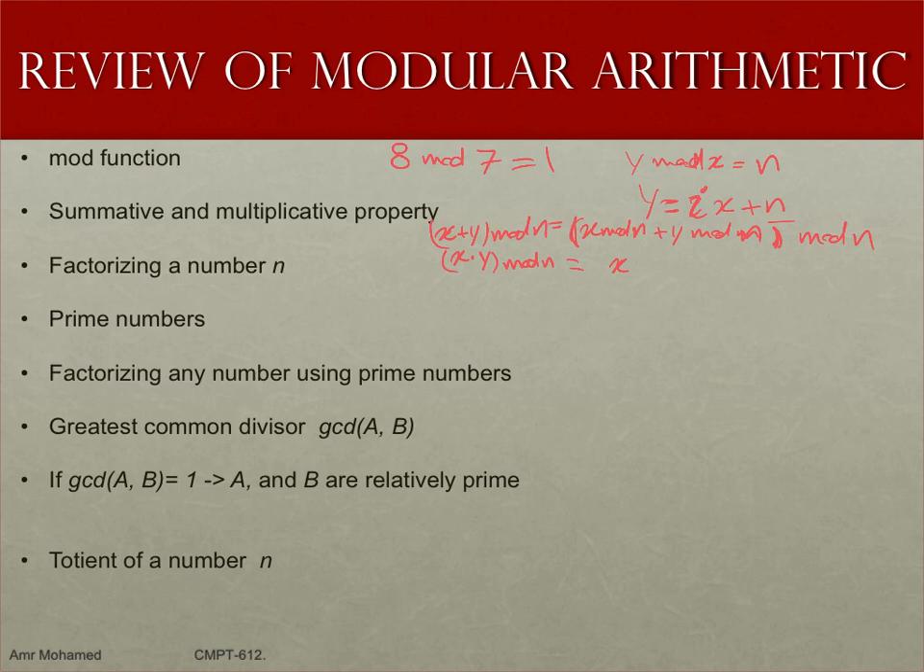Right? The answer might be greater than n, so it cannot be greater than n. So I have to say that the summation mod n again. Is that clear? Also here, x times y mod n is actually x mod n times y mod n, and all mod n. So in a way it's summative and multiplicative. Clear? You've studied this, right?